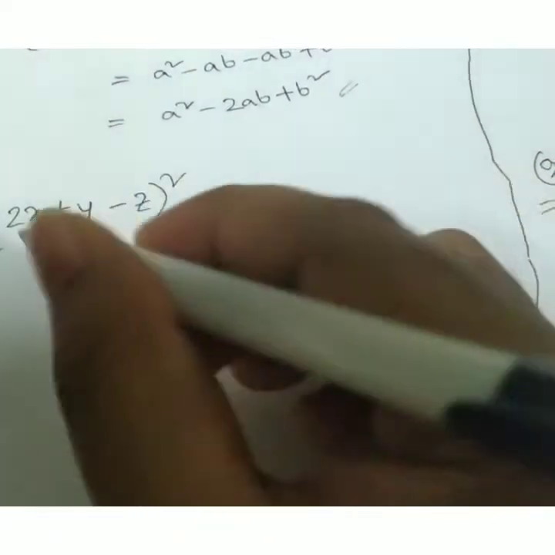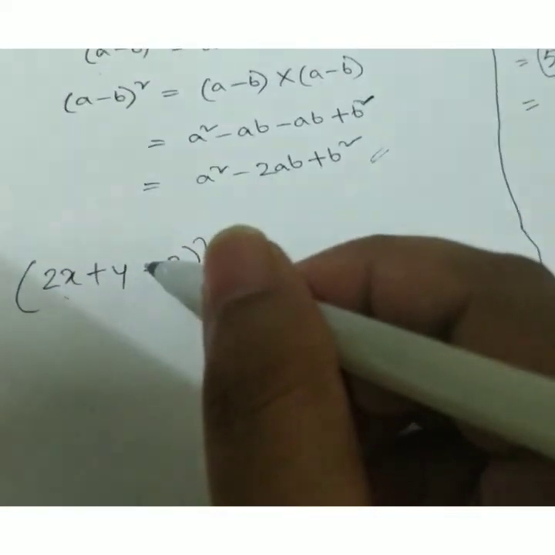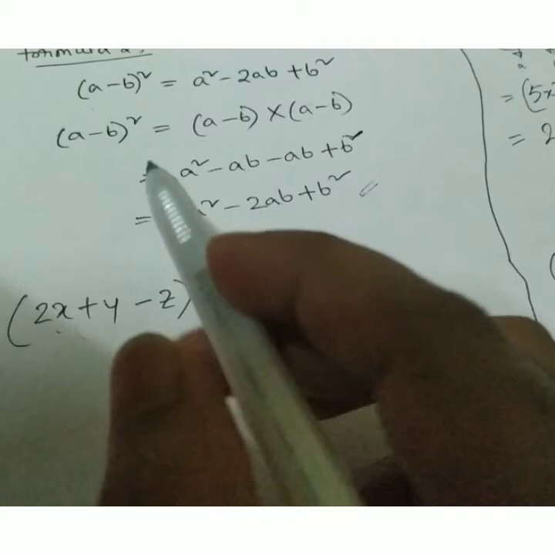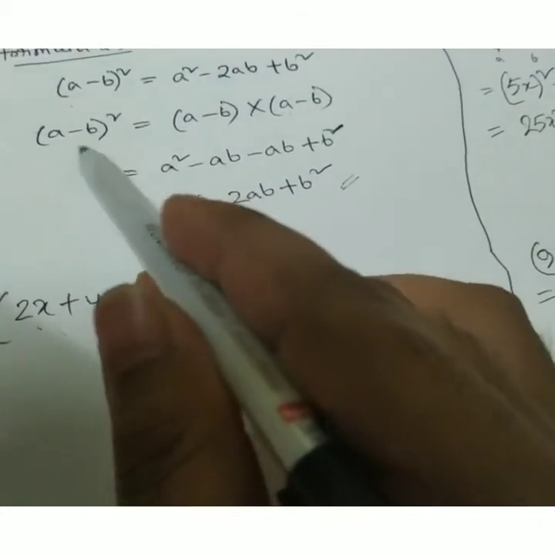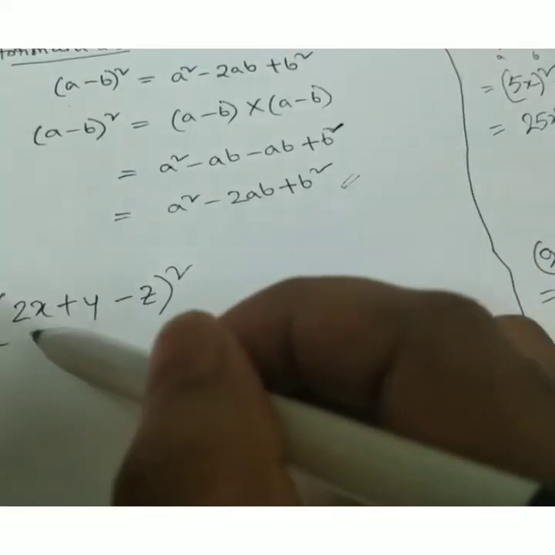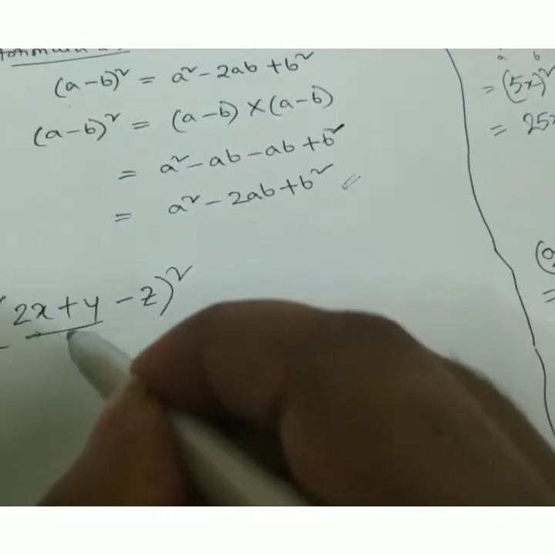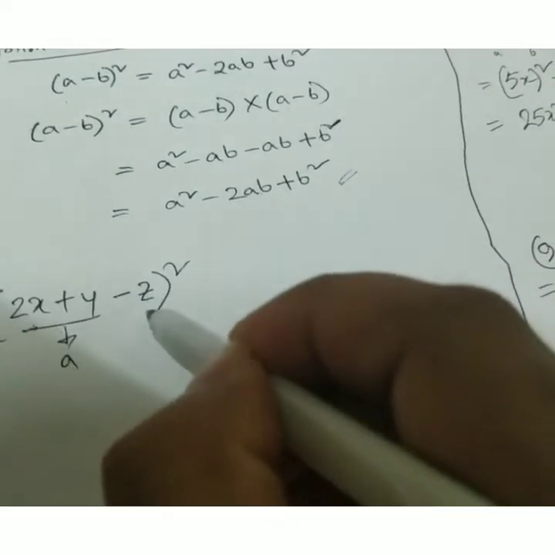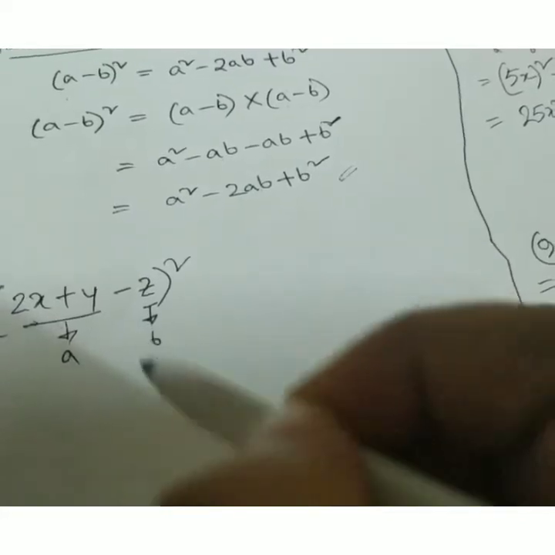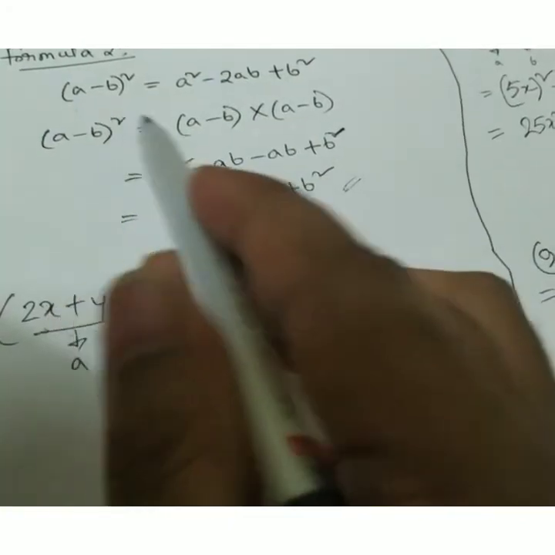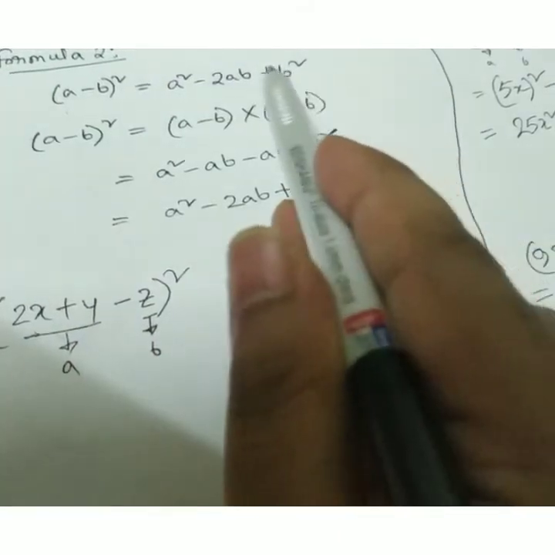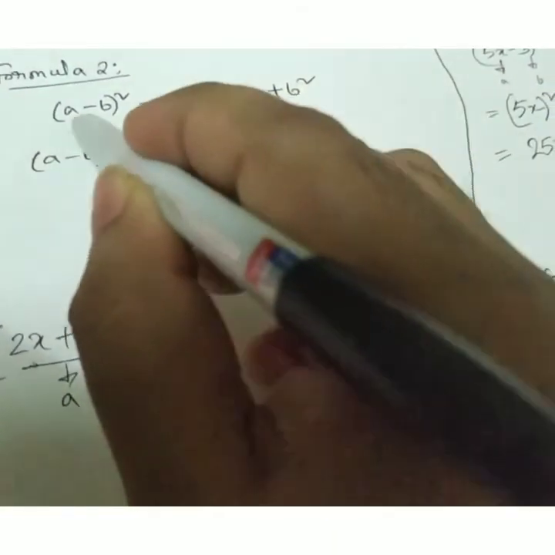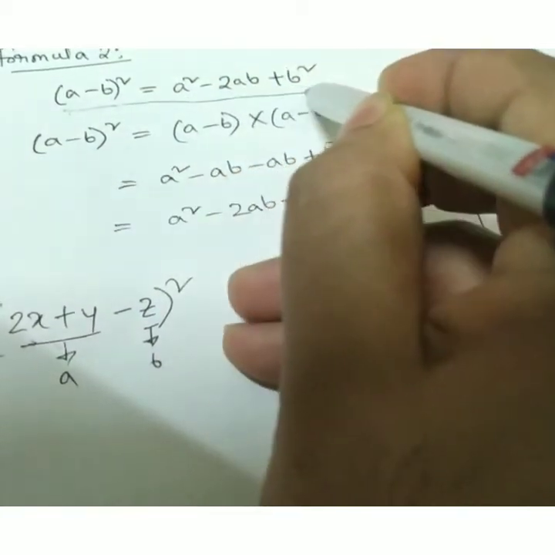Okay, so if I have to find the square of this number, we can compare this with this formula. This is a polynomial of 3 terms. We can consider this as a, and we can consider this as b. So we can compare this now with this formula, that is a square minus 2ab plus b square. This is my second formula, right?